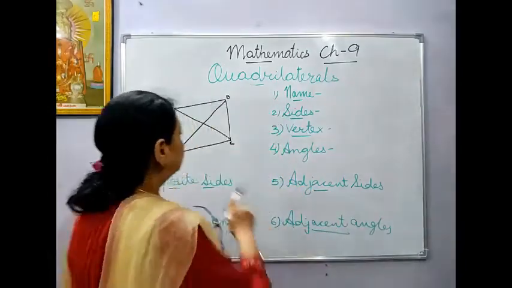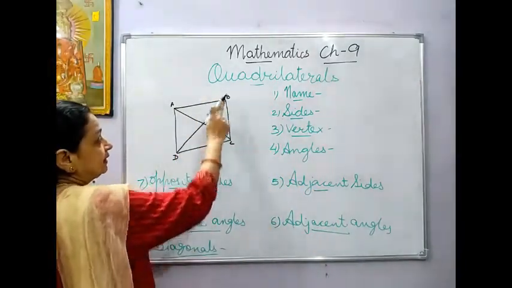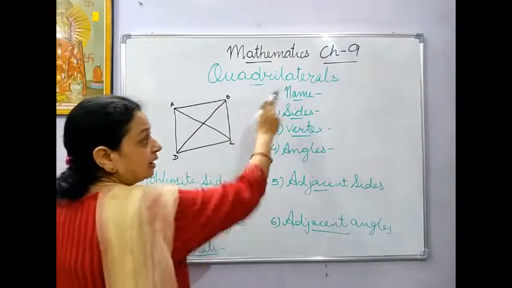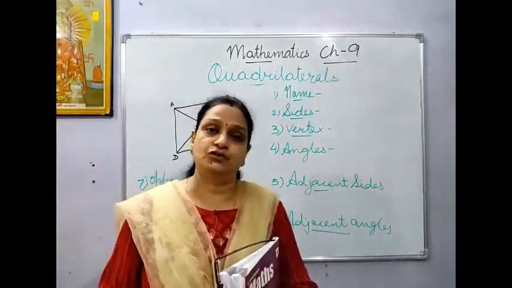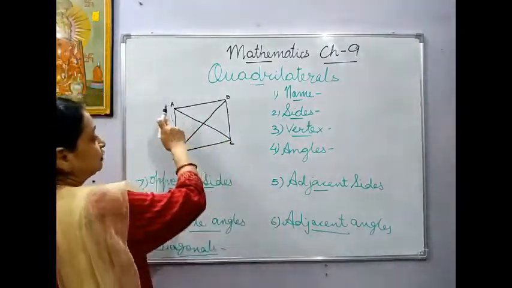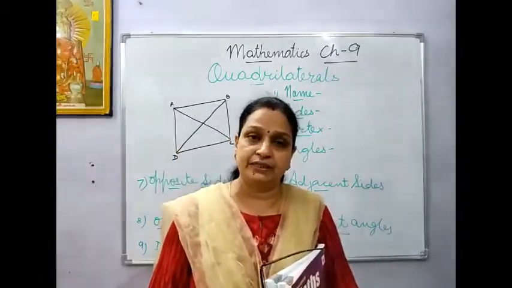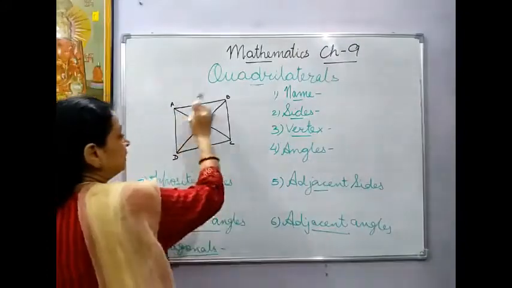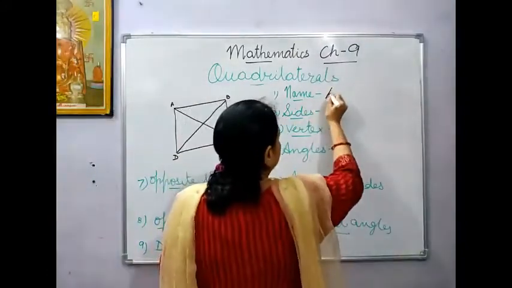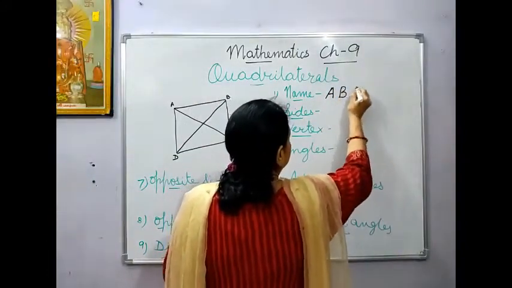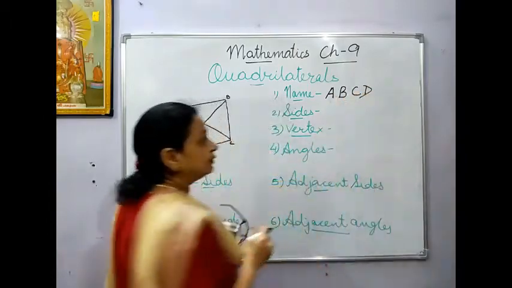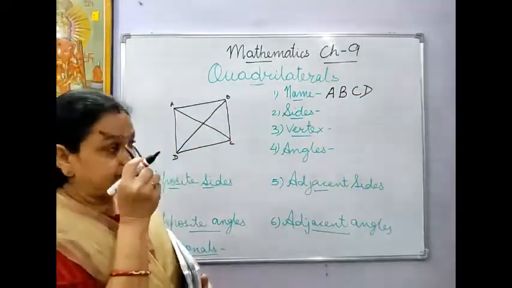So similarly, this is a quadrilateral and I have written A, B, C, D. And now I have asked what is the name of this quadrilateral. So the name of this quadrilateral, which we will write in the cyclic manner or in the alphabetical order, will be A, B, C, D. The name of this quadrilateral is ABCD.